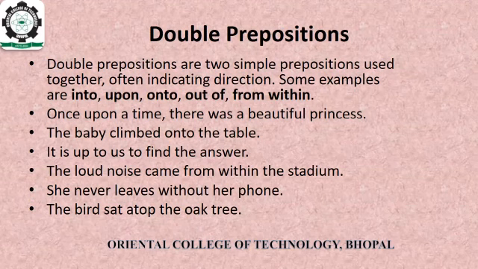Double prepositions. Double prepositions are two simple prepositions used together, often indicating direction. Some examples are into, upon, onto, out of, from within. Once upon a time, there was a beautiful princess. The baby climbed onto the table. It is up to us to find the answer. The loud noise came from within the stadium. She never leaves without her phone. The bird sat atop the oak tree.